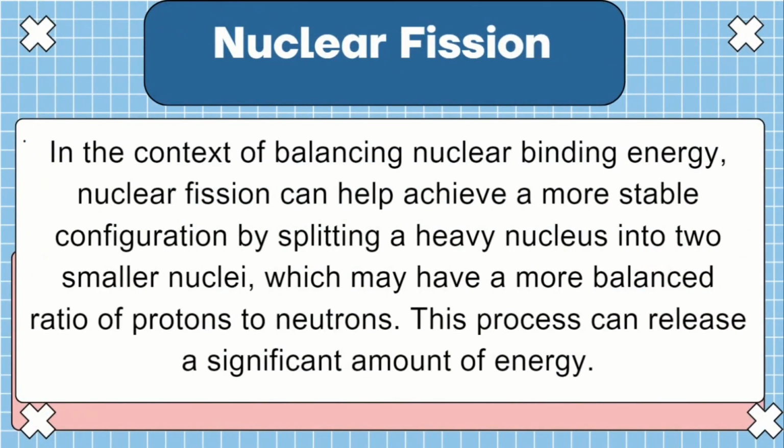Nuclear fission. In the context of balancing nuclear binding energy, nuclear fission can help achieve a more stable configuration by splitting a heavy nucleus into two smaller nuclei, which may have a more balanced ratio of protons to neutrons. This process can release a significant amount of energy.